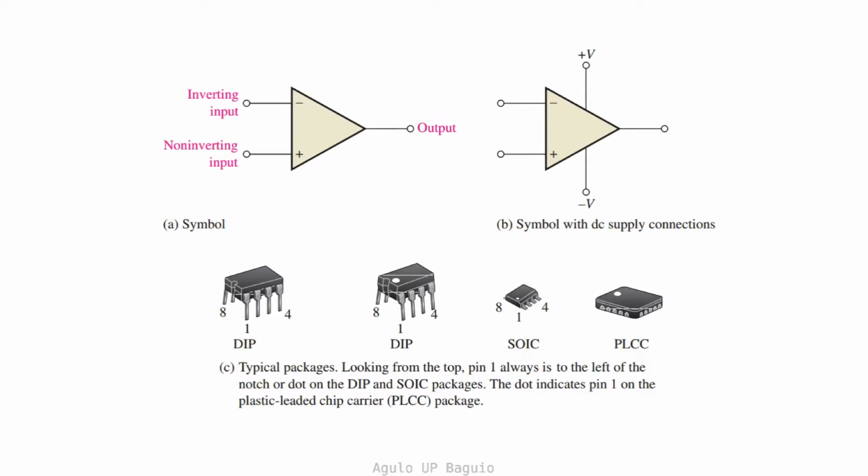The schematic symbol for the operational amplifier is shown in the figure. You generally have two inputs, the inverting and non-inverting input, and one output terminal. The operational amplifiers require two DC voltages as shown in Figure B. Oftentimes, when designing circuits, the DC sources are not included for simplicity. The typical packaging for the op-amps are also shown. These packages depend on the specific applications or how these op-amps will be mounted on a circuit board.